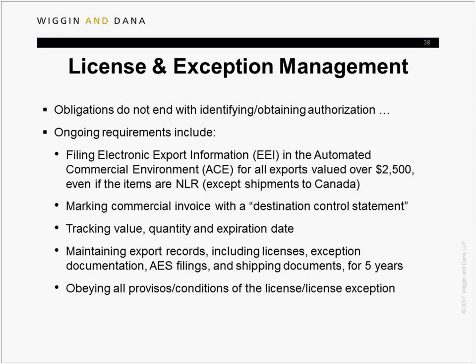One of them is filing electronic export information, which tells the government what you've exported and under what authorization, how much of it, and at what value, so that they can keep an eye on the trade deficit, amongst other things. And that applies basically to all exports that are valued over $2,500 per HTS number, even if the items are NLR. You also have to mark your commercial invoice with something called a destination control statement.